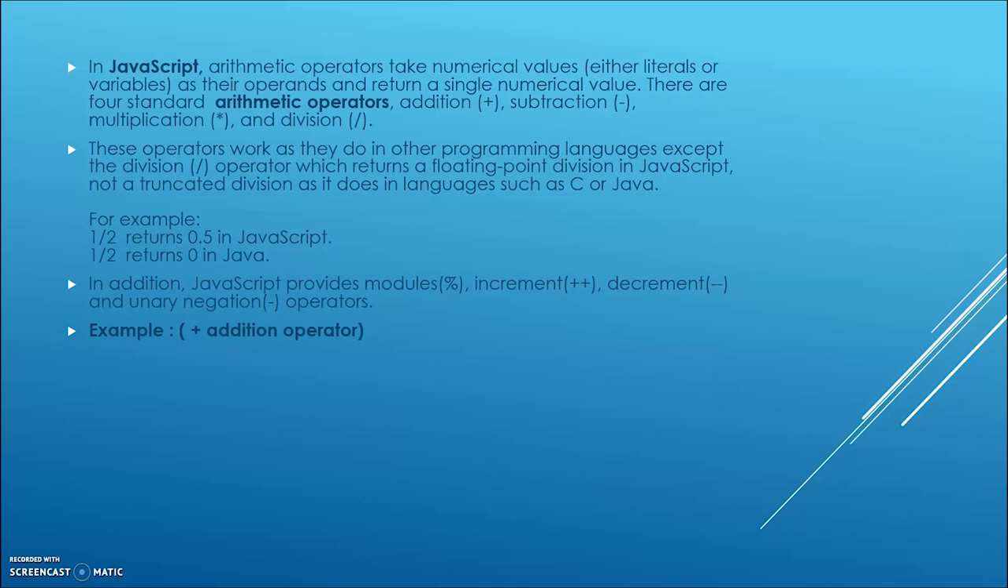Alright, let's continue. Such as addition, subtraction, multiplication, and division. These operators work as they do in other programming languages, except the division. Now, why would you ask that? Well, the operator returns a floating point division in JavaScript, not a true integer division as it does in languages such as C or Java. For example, 1/2 returns 0.5 in JavaScript and 1/2 returns 0 in Java.